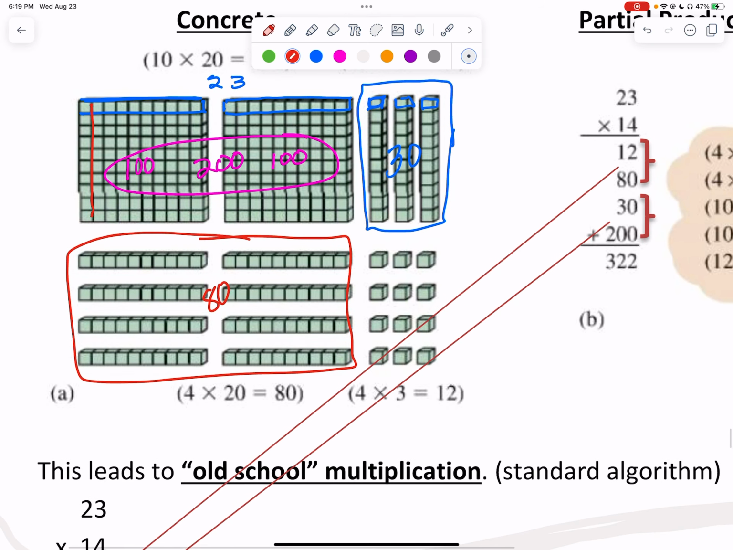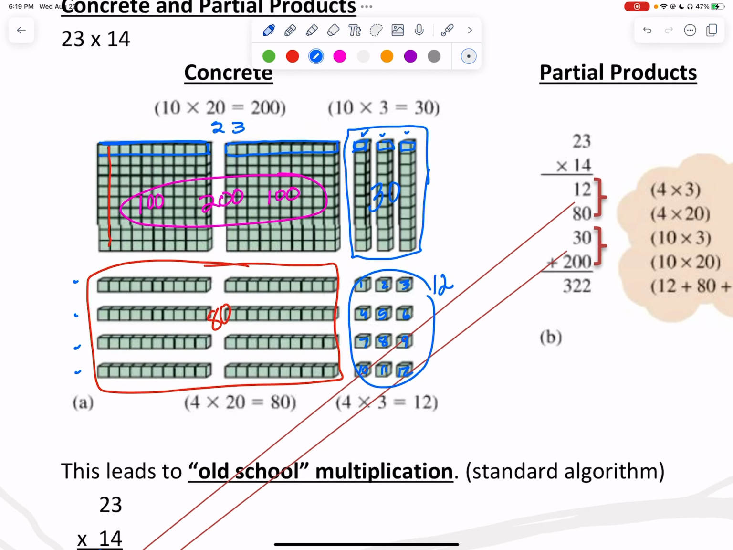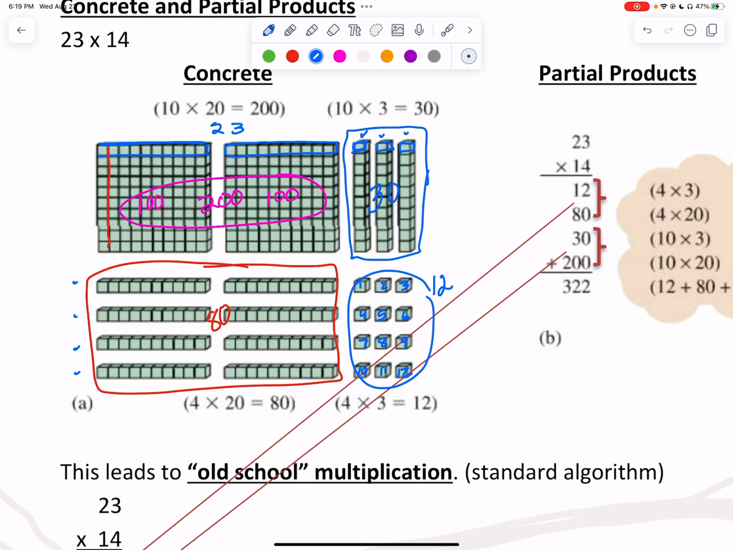And then the last one, notice I had 3 units up here and 4 units here. So that gives me 1, 2, 3, 4, 5, 6, 7, 8, 9, 10, 11, 12 when I fill those in. So that gives me 12. So if I added all those together, I would have 200 plus 30 plus 80 plus 12. So that's going to give me 322 if I add all those up, okay?